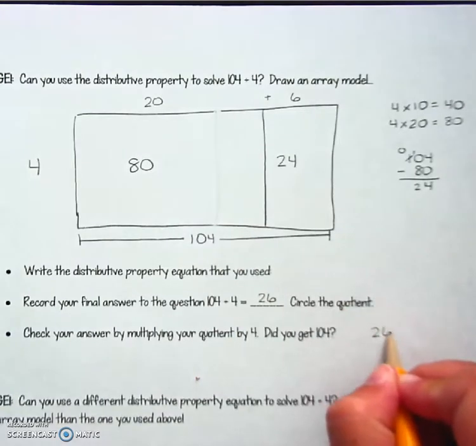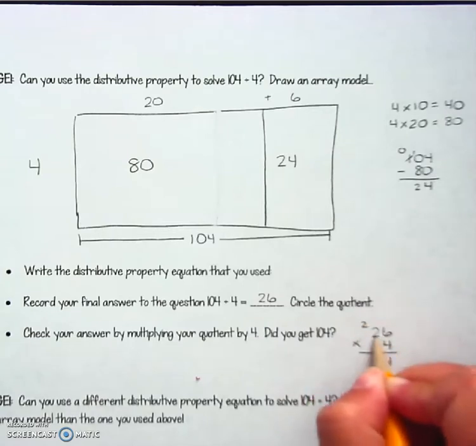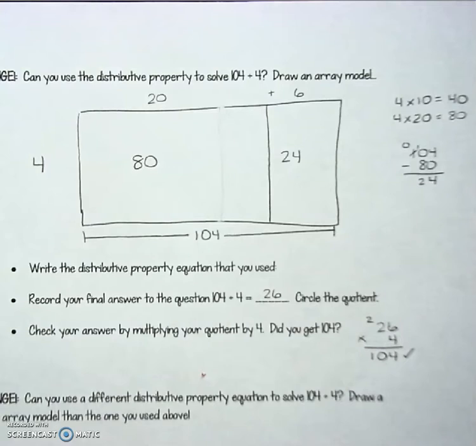Let's check. 26 times 4. 4 times 6 is 24. 4 times 2 is 8, plus 2 is 10. 104 is my final answer.